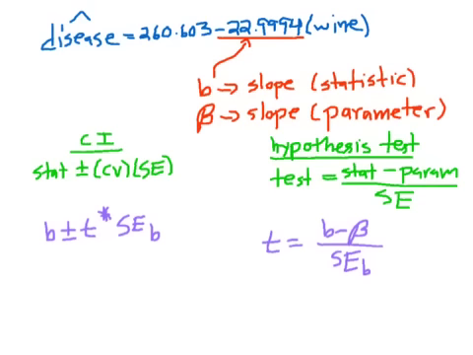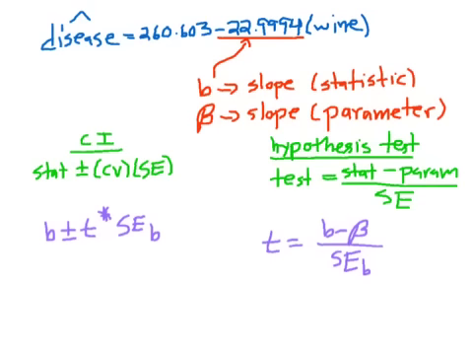In keeping our tradition of using Greek letters for the parameters, things like mu or sigma, we're going to call capital B beta the slope as a parameter. So that would be the slope of the entire population, which would be every country or every person in the world. Okay? So b, lowercase b, is the statistic, the slope of the sample. Capital B, beta in Greek, is the slope of the entire population.